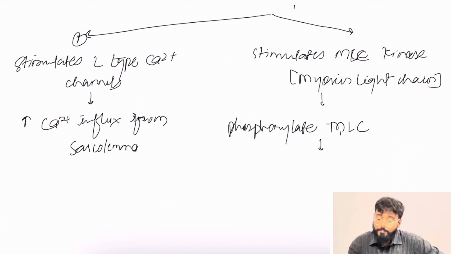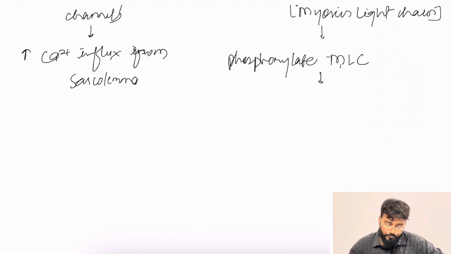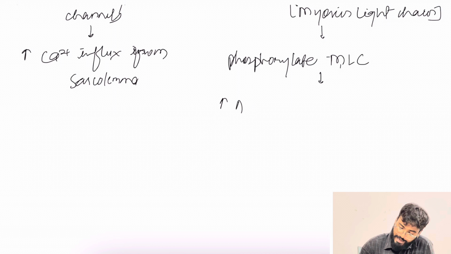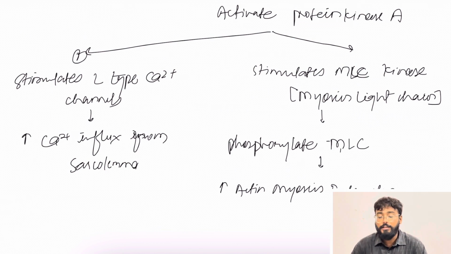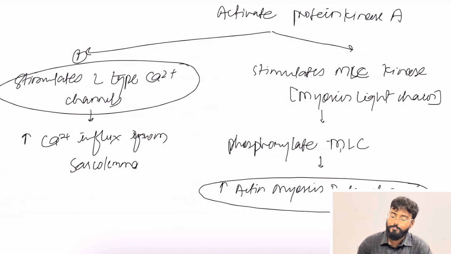So what happens when myosin light chain is phosphorylated? So myosin light chain in turn increases actin and myosin interaction. So there are two ways by which beta adrenergic agonists are going to increase the cardiomyocyte contraction and heart rate. That is, one, by stimulating L-type calcium channels and by increasing actin myosin cross bridge formation.